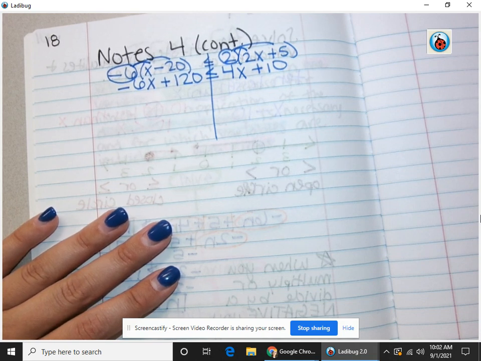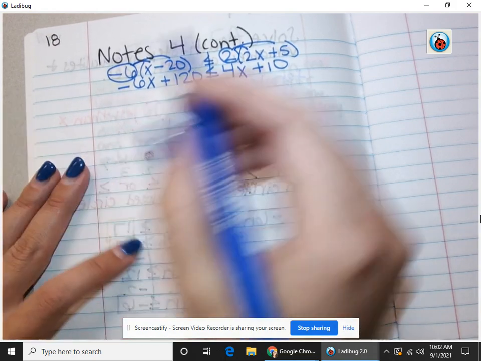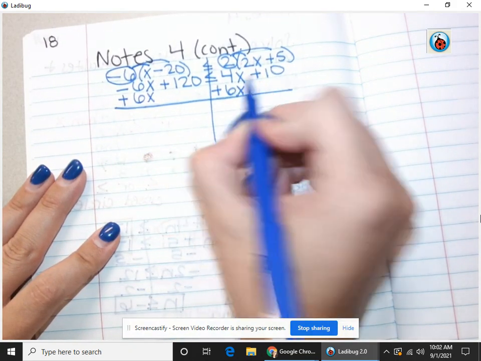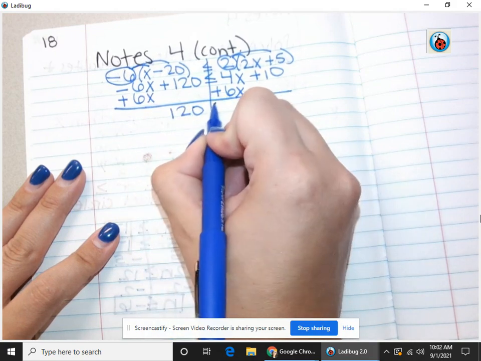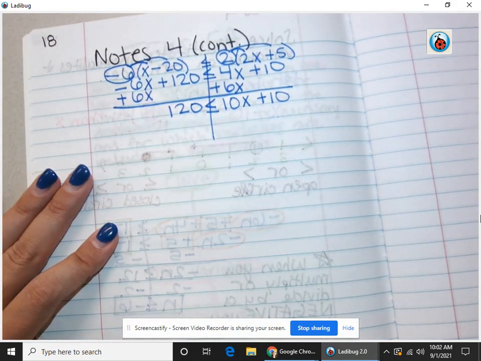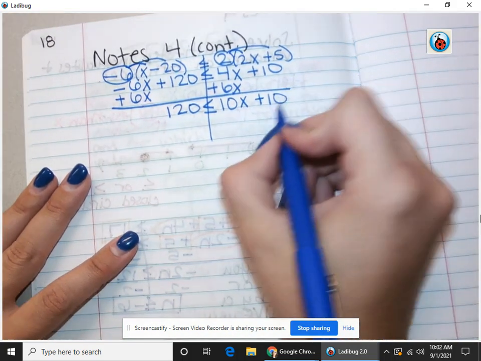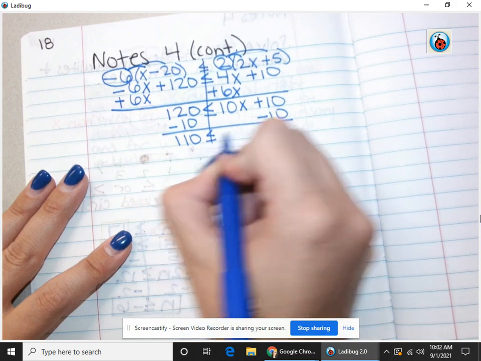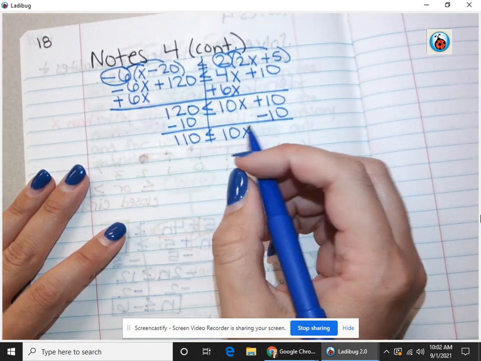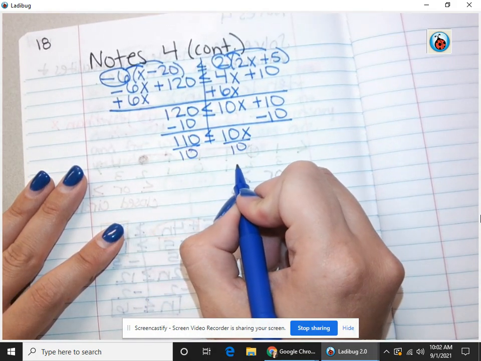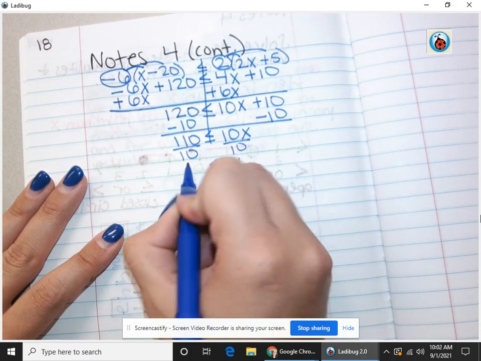Okay, so where do you want to? What variable do you want to move? Add. Let's add 6x, just because I want to show you something. So I've got 120 is less than or equal to 10x plus 10. And so now what do I do? I subtract 10. Perfect. So I get 110 is less than or equal to 10x. Divide by 10. And I get x is greater than or equal to 11.